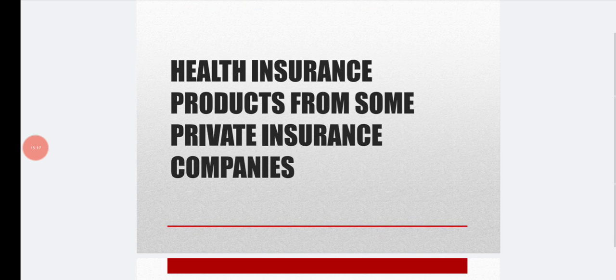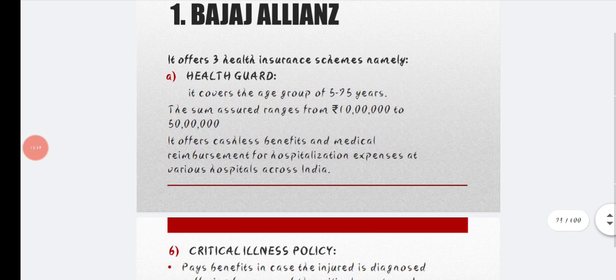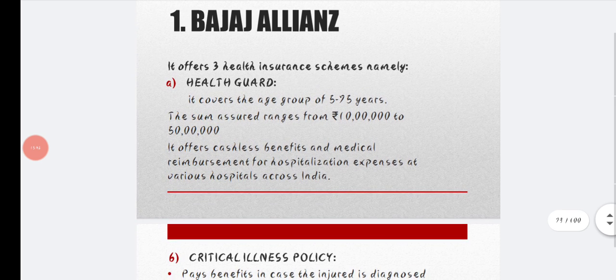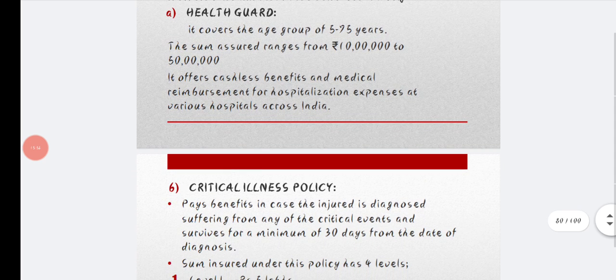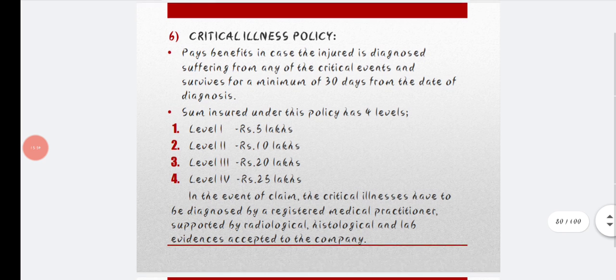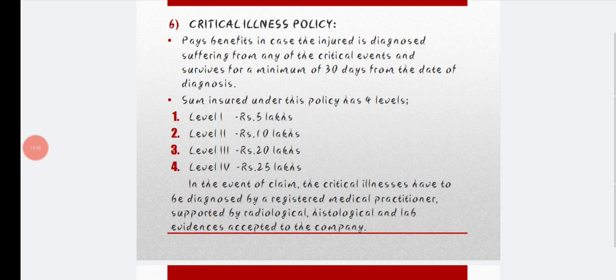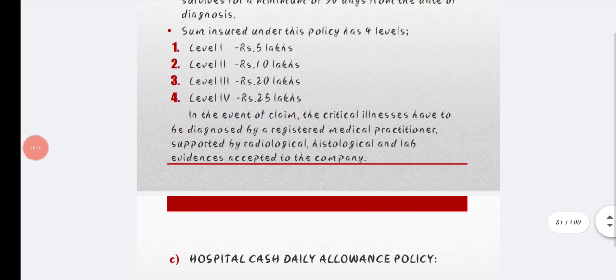Certain health insurance products from some private insurance companies are Bajaj Allianz. It is like a health card. It covers 5 to 75 years, and sum assured is 10 lakh to 15 lakh. Okay, for the hospital expenses. And critical illness policy, there are levels. First level, that is rupees 5 lakh. Level 2, 10 lakh. Level 3, 20 lakh. And level 4, 25 lakh for the hospital, radiological, histological, lab evidence covering.